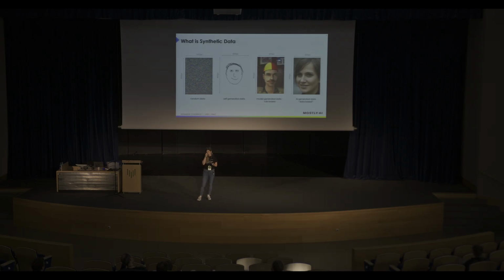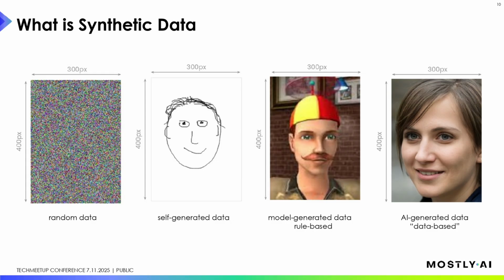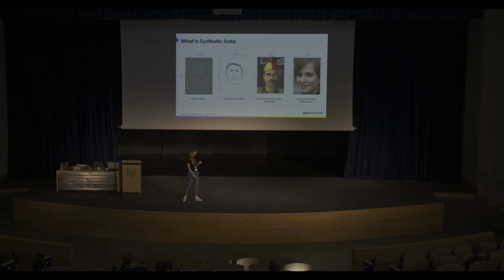But as you can expect, AI came into the picture, the AI-generated data. So how does it work? This person was not part of the training data. It is created from scratch. It is not related to any person in the world.